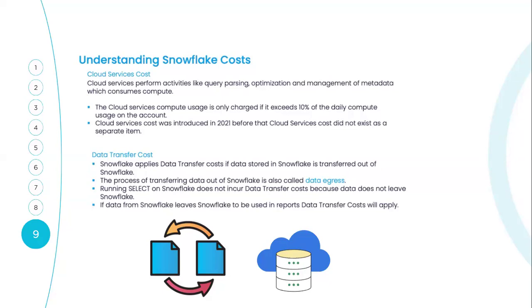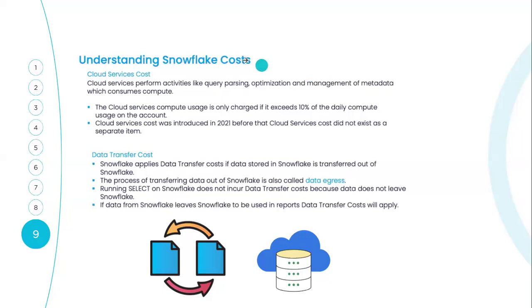Because you are using the storage and the VMs, the $100 is going to be paid to the cloud provider. On top of that $100, there will be $2 to $3 that you are going to pay to Snowflake. So Snowflake will charge 10% on the daily compute usage. Whatever bill is being generated, on top of that Snowflake is going to charge 10%.